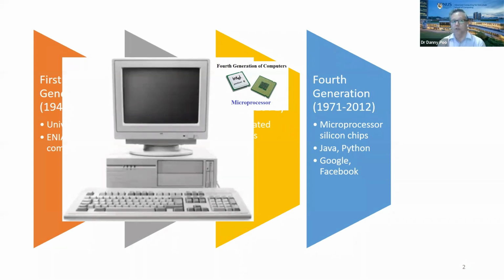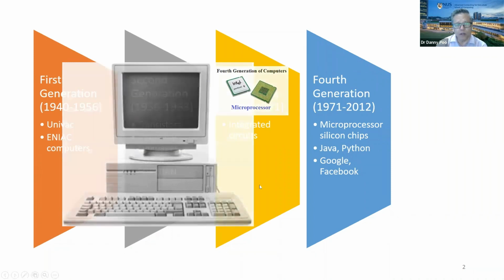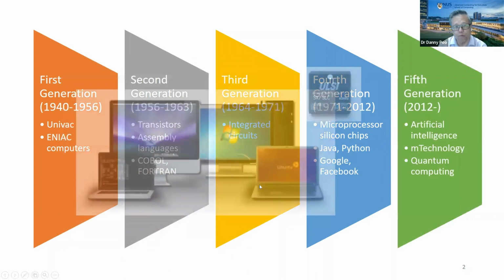Of course, Google was founded sometime in the year 1998 or so. Facebook also came along at that time. So this is the period where we see Google take prominence and Facebook become the social media software for most people to use. So that was the fourth generation.